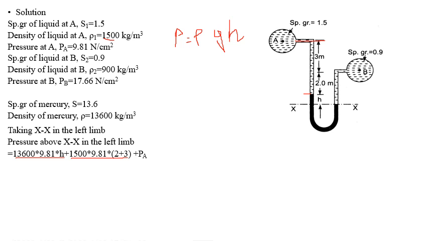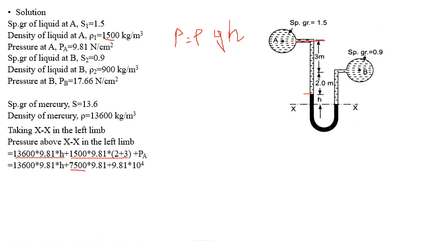So this is the pressure available above the XX line in the left column. Now 13,600 into 9.81 multiplied with the h, plus here 1500 multiplied with the 2 plus 3. That is the total, it is 5. Height is 5. Then 5 meter into 1500 is equal to 7500. Then multiplied with the 9.81 plus the P of A.